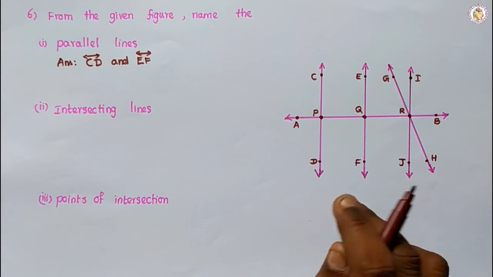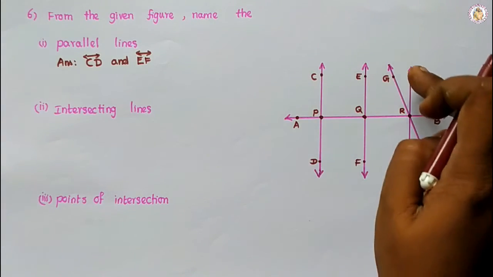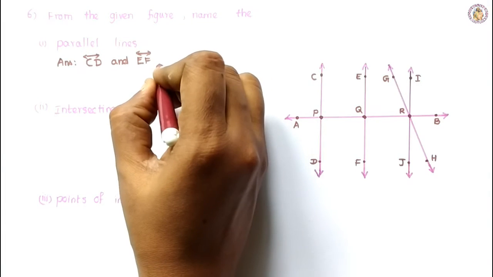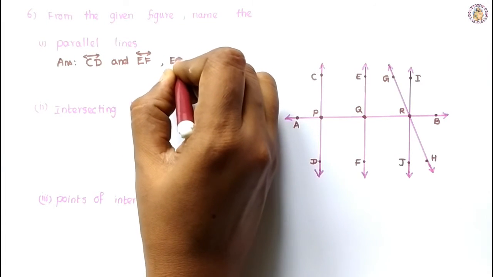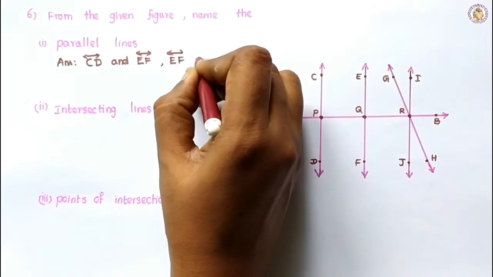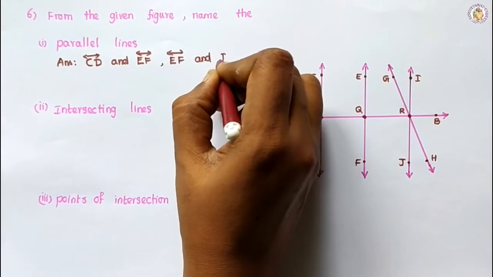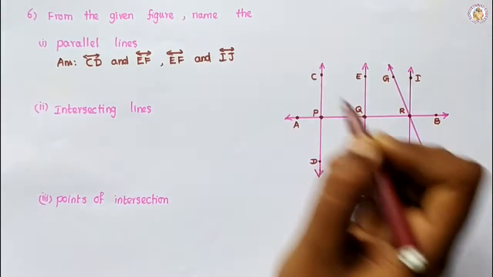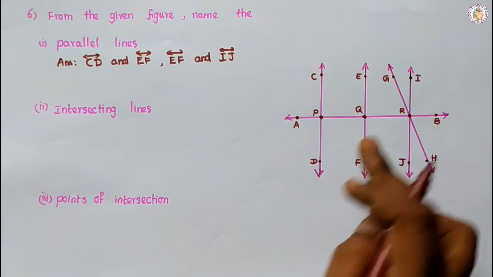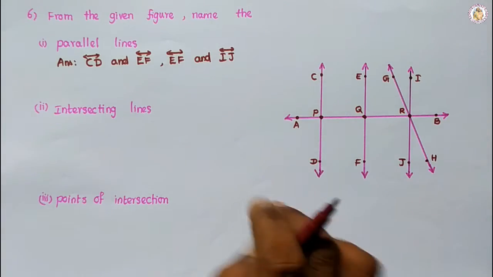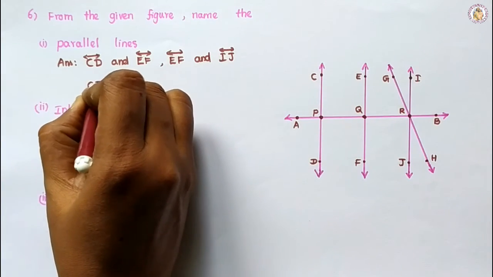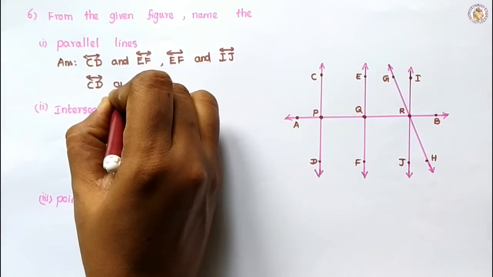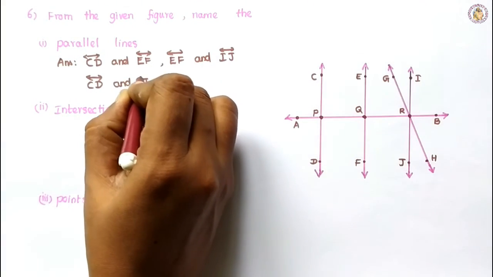Next one, EF and IJ. EF and IJ. Next one, CD and IJ also parallel lines, right? So CD and IJ.